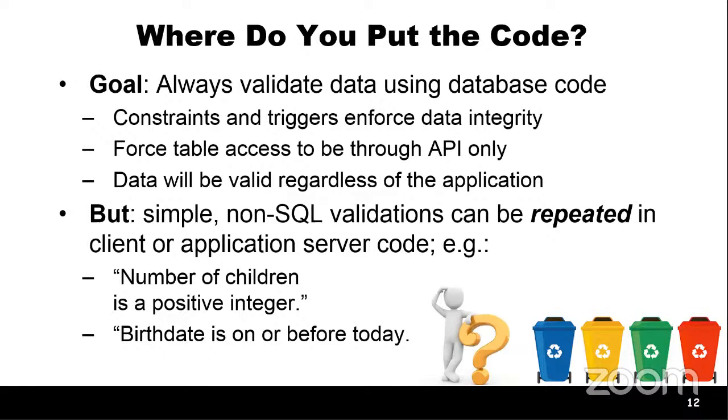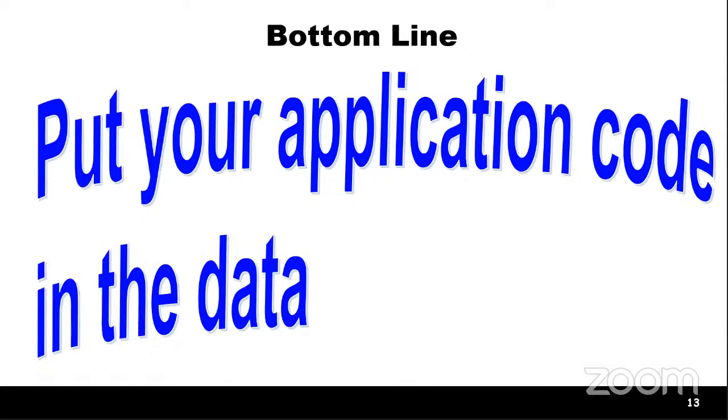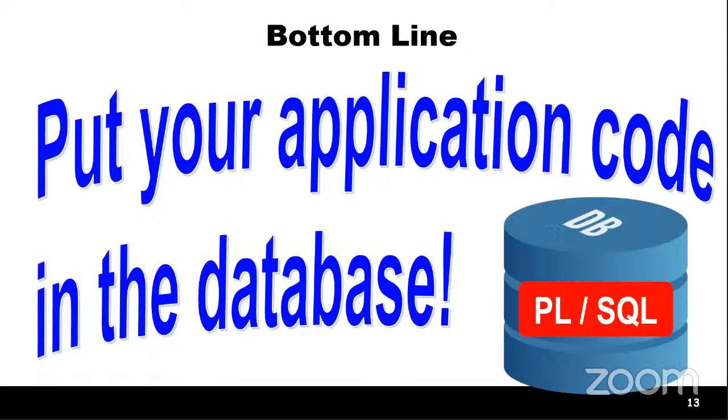So simple non-SQL validations can be repeated in the code, like number of children as a positive integer or birth date is on or before today. Those kinds of business rules can be implemented also in the client, but they definitely should be done in the database as well, as a constraint or something else. So the main principle: always have code in the database. There's another way to put it, just in case you don't get the picture.